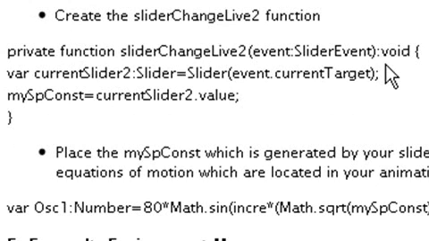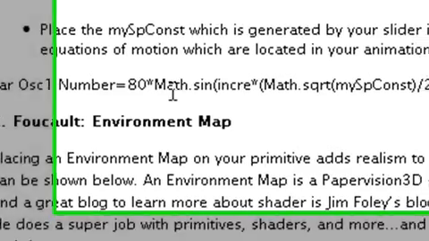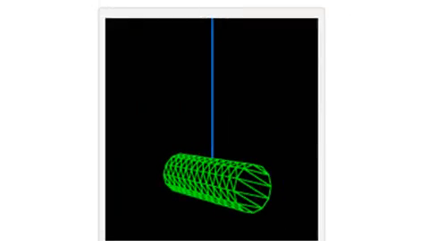It's a slider change function, and basically what happens is whenever the slider changes, it creates a variable, and you fill that variable, my SP constant, with whatever the slide value is. And then that slide value is sucked up in the oscillation equation. Here's the oscillation equation for the spinner right here, and basically the torsion and the simple pendulum have the same solution. Let's take a look at that simulation.